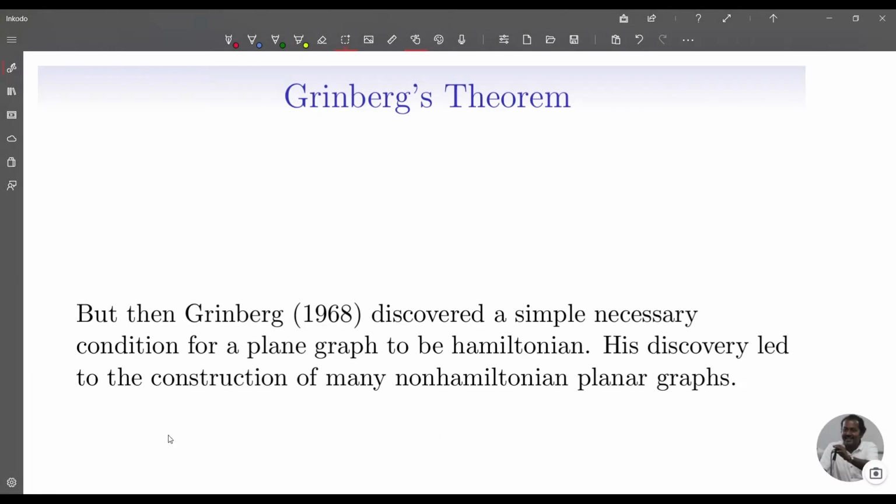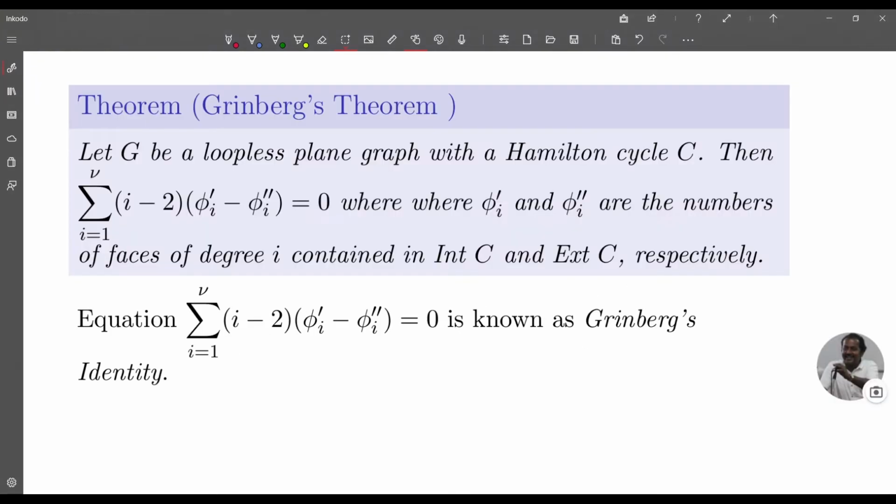But then Grinberg in 1968 discovered a simple necessary condition for a plane graph to be Hamiltonian. His discovery led to the construction of many non-Hamiltonian planar graphs. Now we discuss Grinberg's theorem. Now we state Grinberg's theorem.